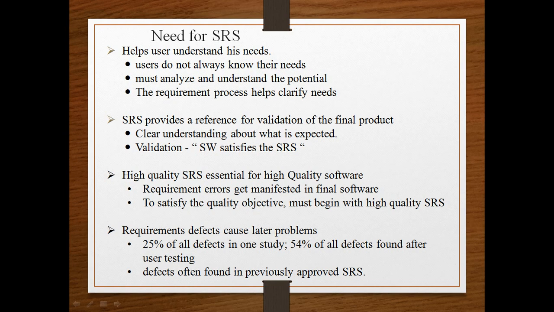Sometimes there is a defect which is caused at the time of requirements, and sometimes we don't understand the user's requirement, so we do not give them the final product that is needed. So 25% of all defects in one study, and 50% of all defects found after the user testing, are often found in the previously approved SRS.